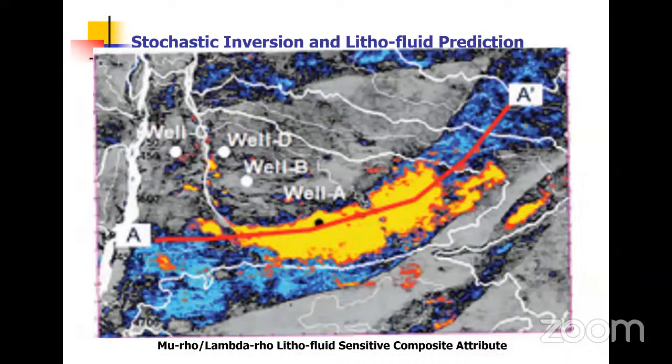So putting everything together, you can see how we have combined the composite of Mu-rho and lambda rho, and how it has helped us to delineate not only the lithology within the channel, but also the extent of the hydrocarbon.